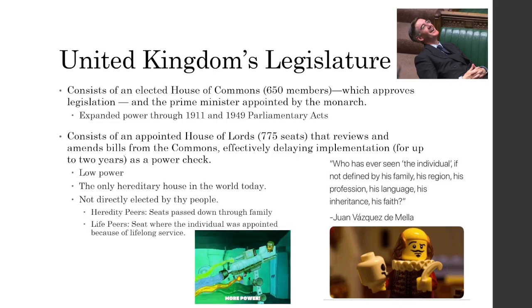And we have life peers, where the individual was appointed because of lifelong service. So neither of these types of seats are elected by the people. The House of Commons, though, is elected by the people. Okay, so we talked about the legislative systems for our core countries.